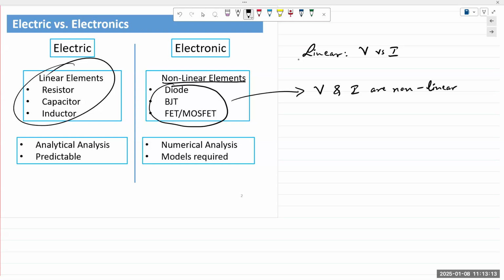Okay, so that's the key difference between linear and non-linear elements. So in this class, electronics, we will look at electronic devices, which are diodes, FETs, BJTs. For electric circuits, the analysis is straightforward. We use analytical methods. Analytical methods, simply stated, means you have certain equations, you plug in the values of the variables in those equations, and you can expect a direct answer. So that's an analytical method.